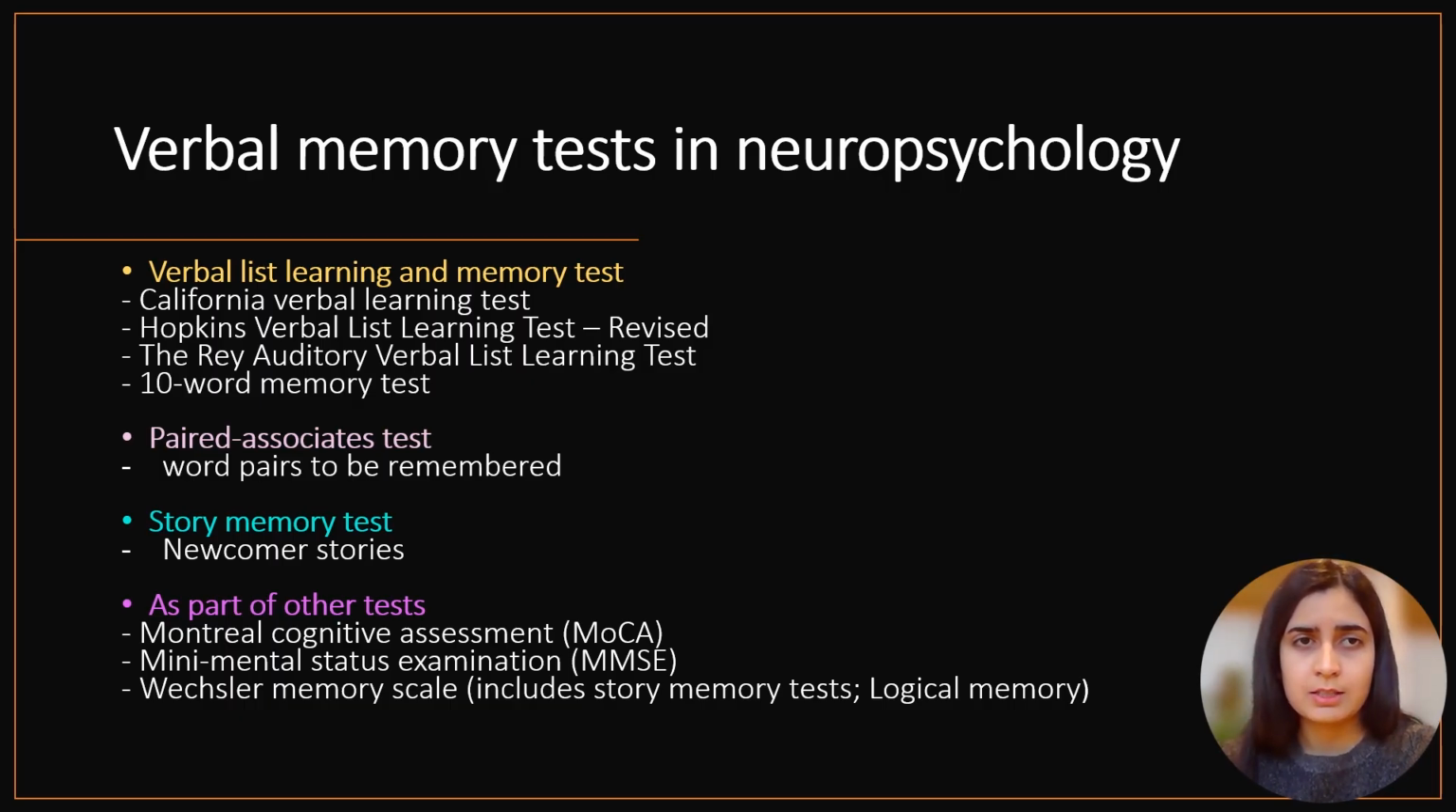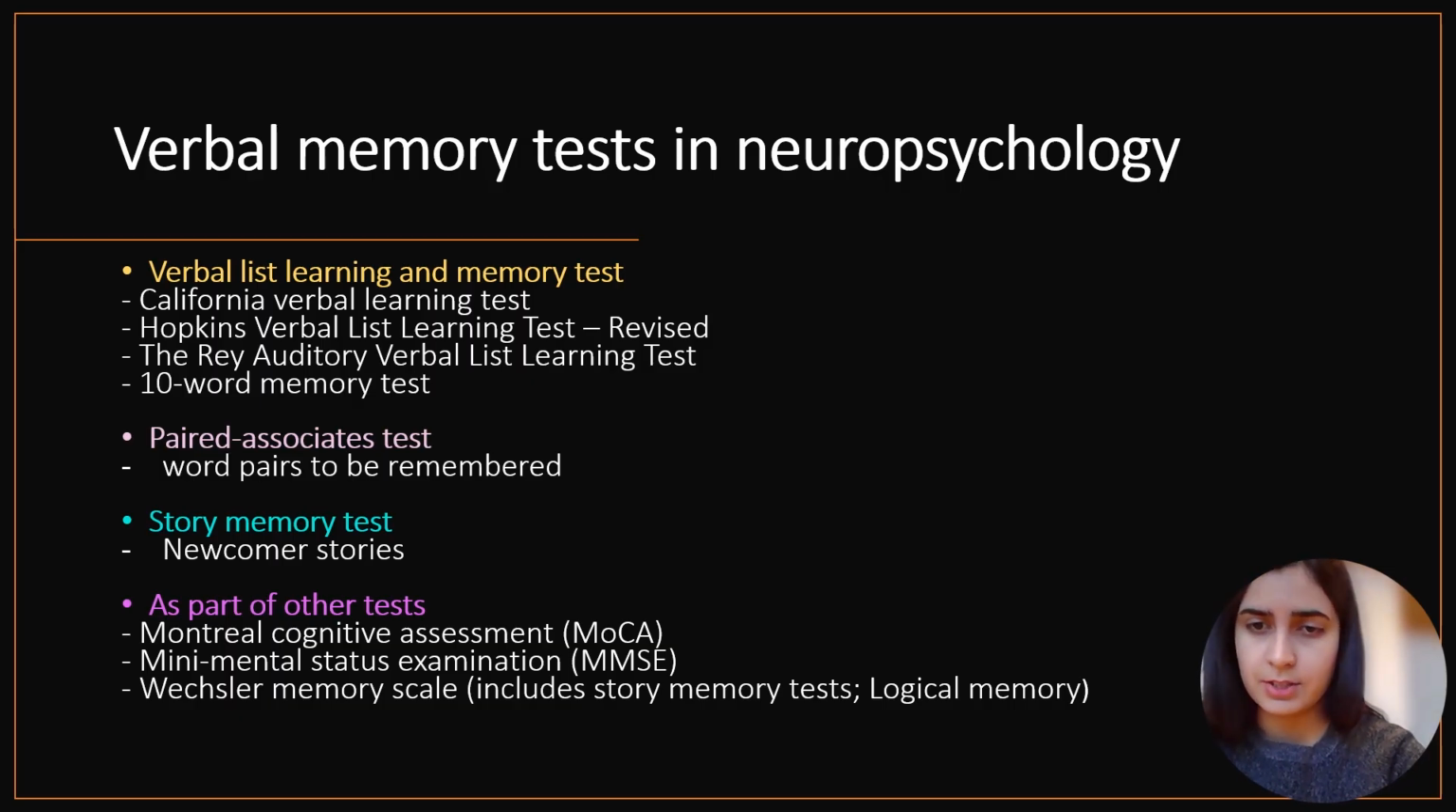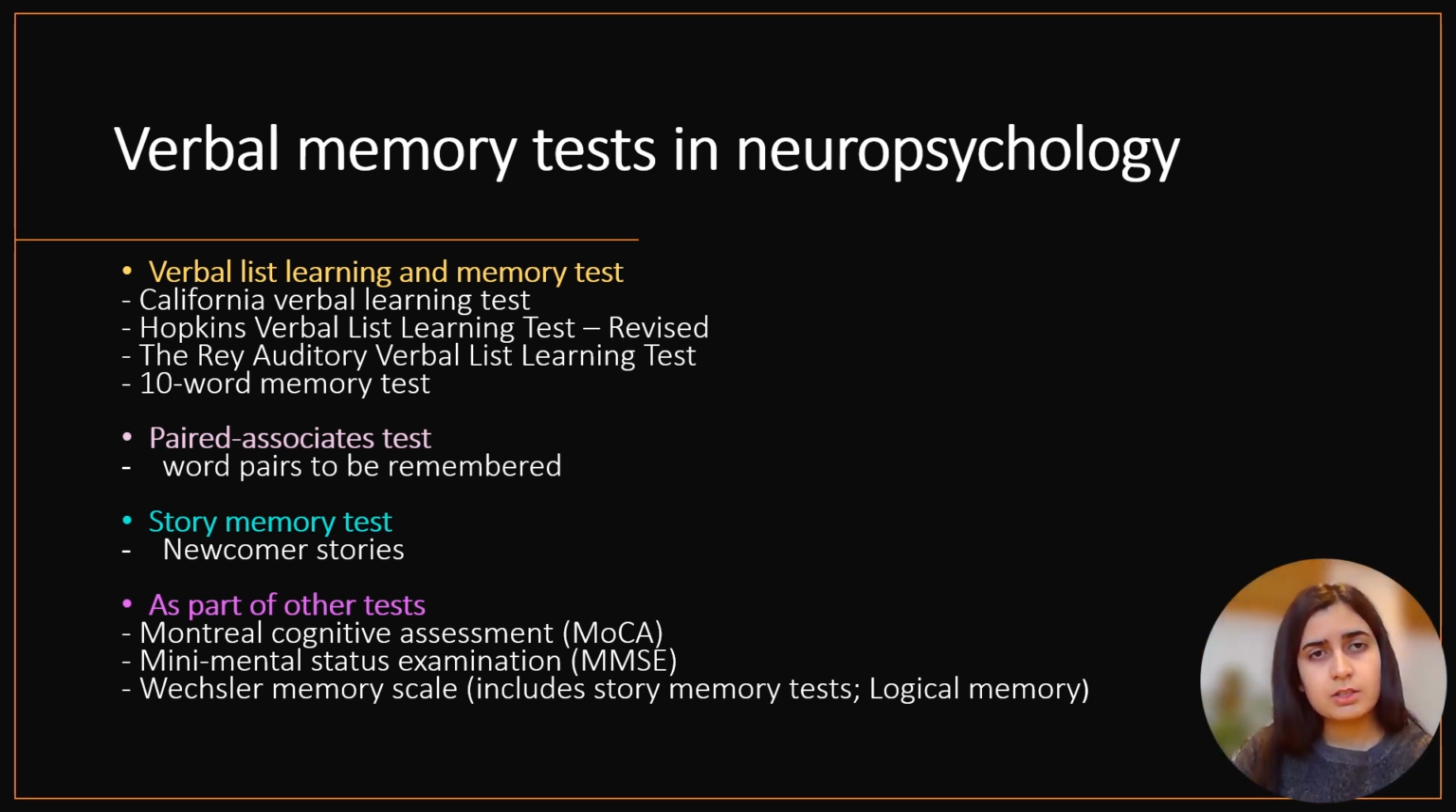The paired associates test is another word test where unrelated pairs of words are presented and the test taker is instructed to remember the words which were presented together. In the story memory test, a short story is presented to the test taker. The test taker has to recall the story in detail.